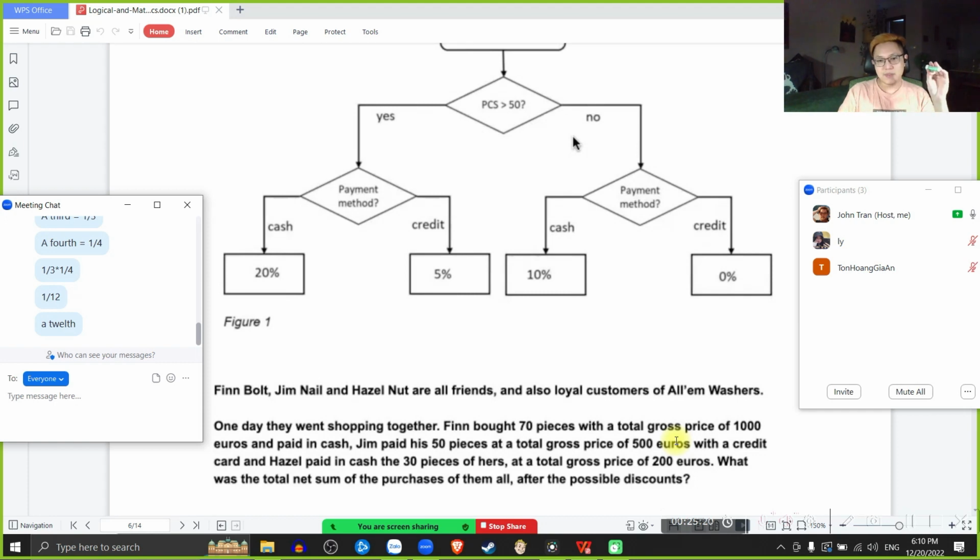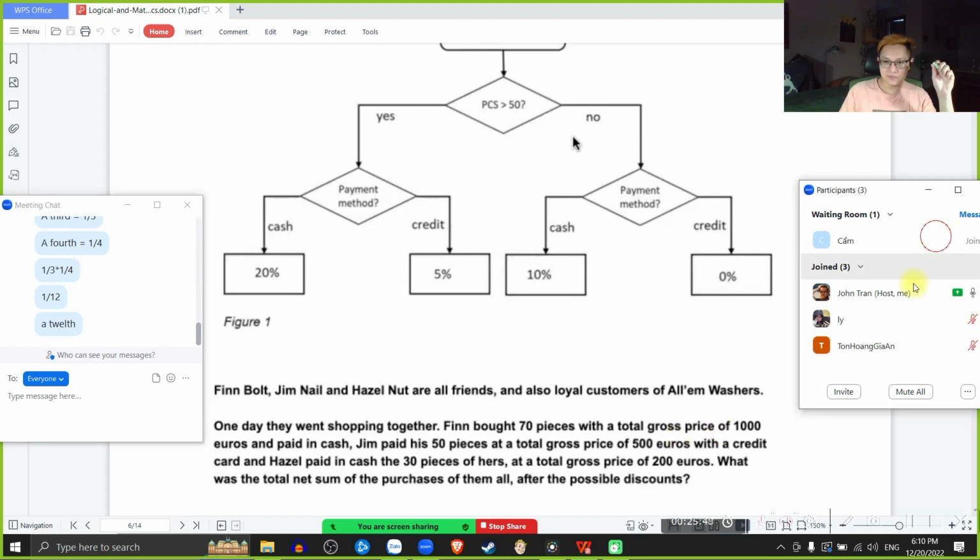Jim paid his 50 pieces at a total gross price of 500 euro with credit card. And Hazel paid in cash the 30 pieces of hers at a total gross price of 200 euro. Jim thì mua có 50 thôi. Tổng giá chưa giảm là 500 euro. Mà mua với thẻ tín dụng. Còn Hazel thì là trả bằng tiền mặt. Và cổ mua là 30 vật dụng. Ở cái tổng giá chưa giảm là 200 euro.